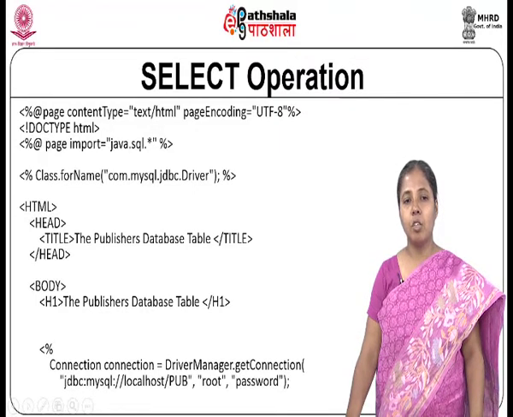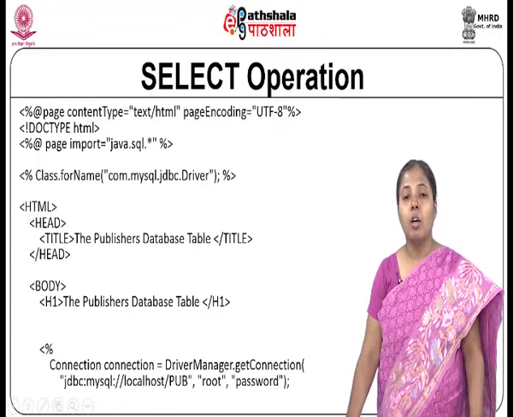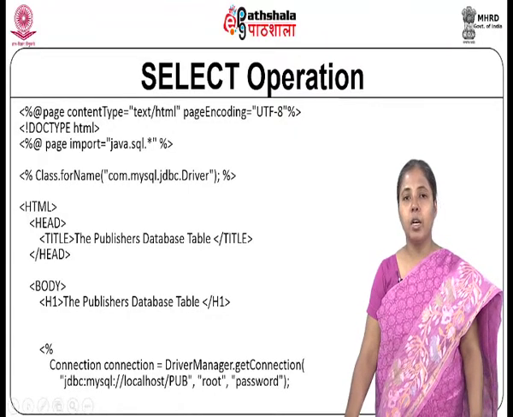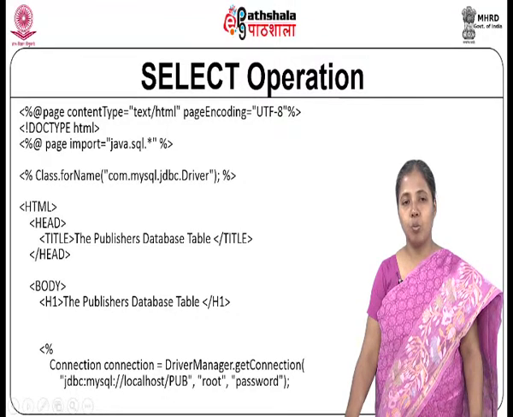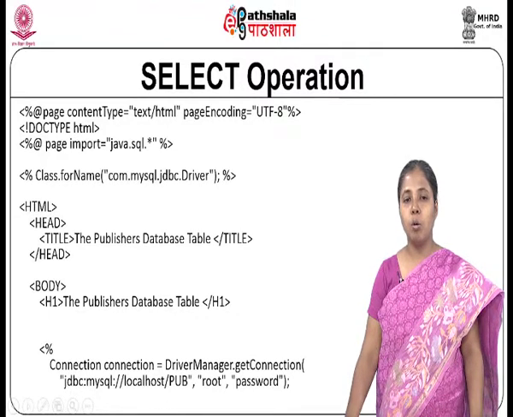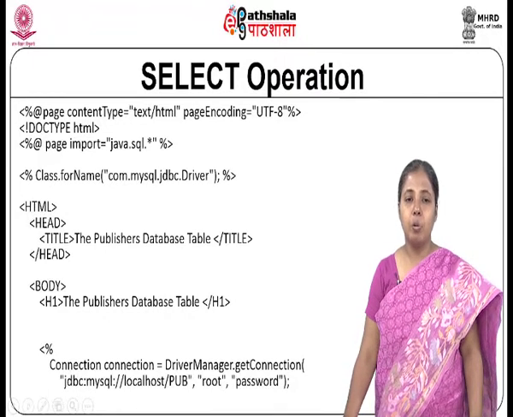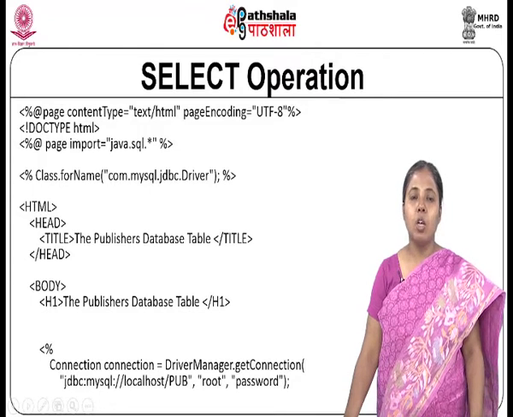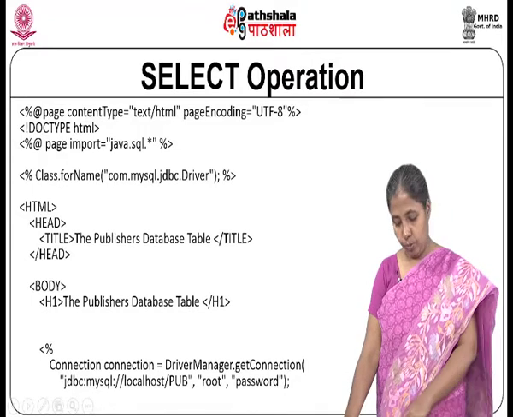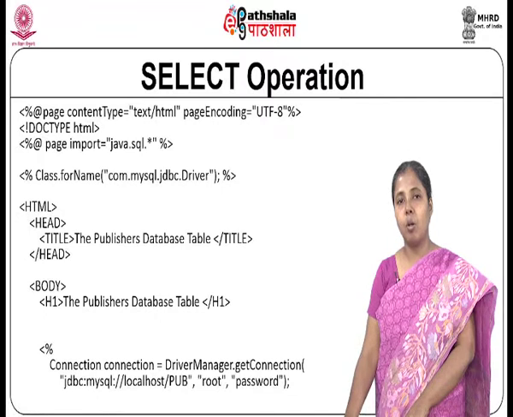And then write the Java code to establish a connection. So you open a scriptlet tag which would open a connection to the database given the username and the password. The connection object is created by DriverManager.getConnection. Here you have used the URL as jdbc:mysql://localhost/pub. So pub is the database name, comma, the username is given as root and the password is given. So you are establishing a connection.